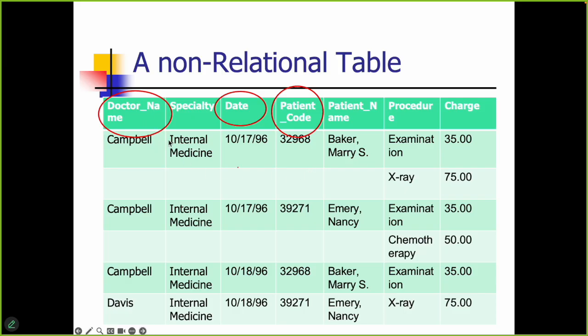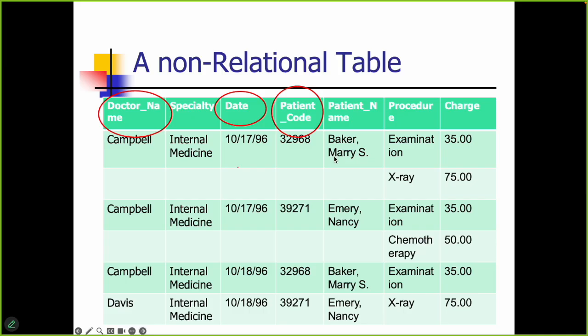Now, we also have two additional columns here, doctor name and specialty. And so there is a lot of redundancy here, right? And if you want to find what the primary key is, the primary key can be a combination of doctor name, date, patient code, and I think even procedure, because the same patient going to the same doctor on the same day can have different procedures, right?